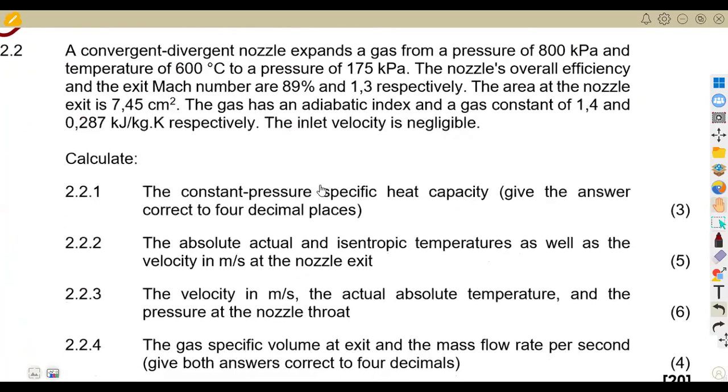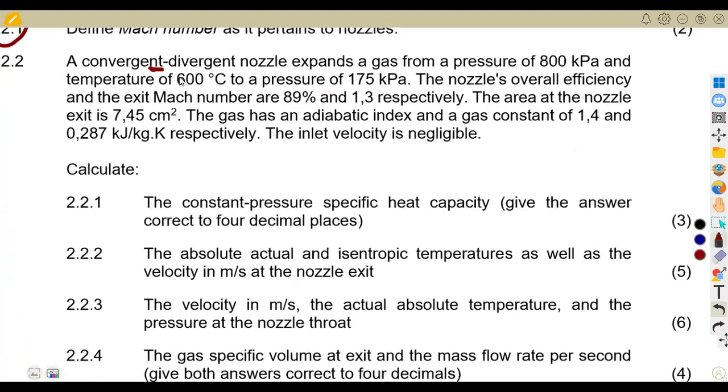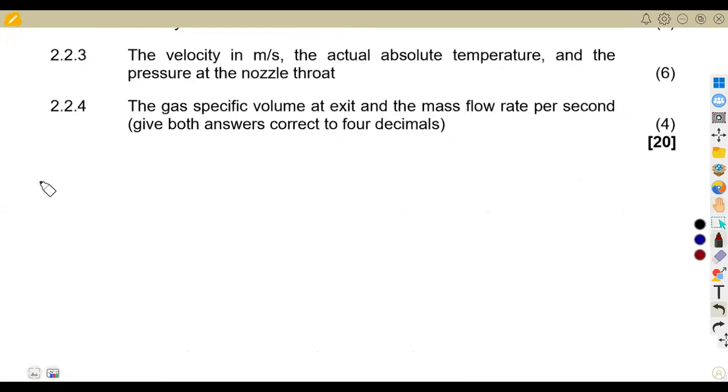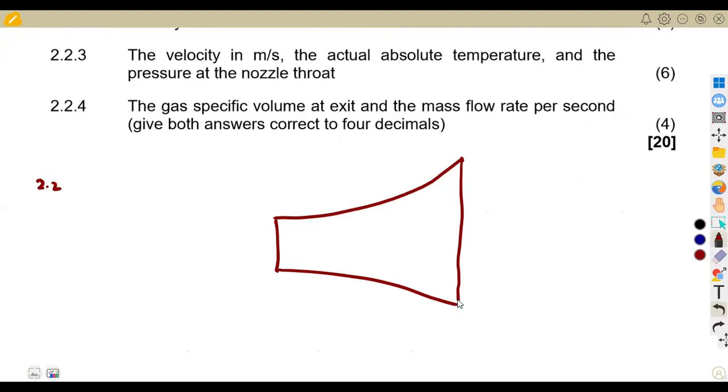Then we are given 2.2, a convergent divergent nozzle which expands a gas from a pressure and temperature to a pressure. Let us have a simpler sketch here. As I said, you're going to have something of this nature where this side represents the inlet, this is our outlet or the exit, and this is the throat. So we have 1 for the inlet, C for the critical values at the throat, and 2 for the exit or the outlet.